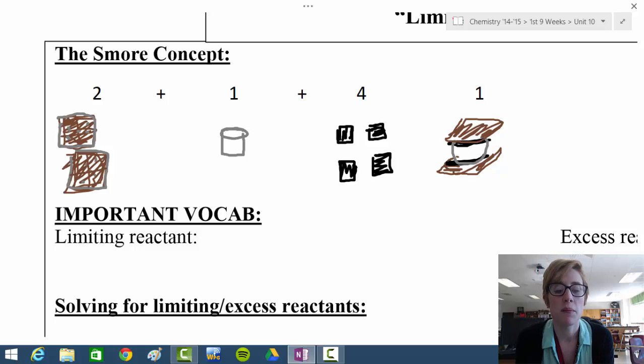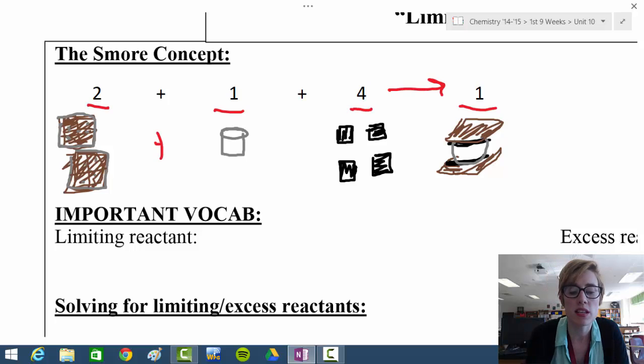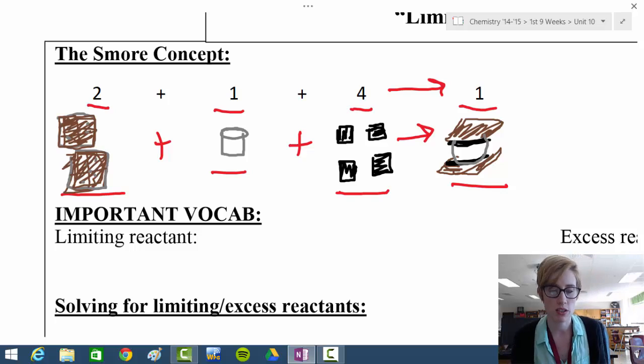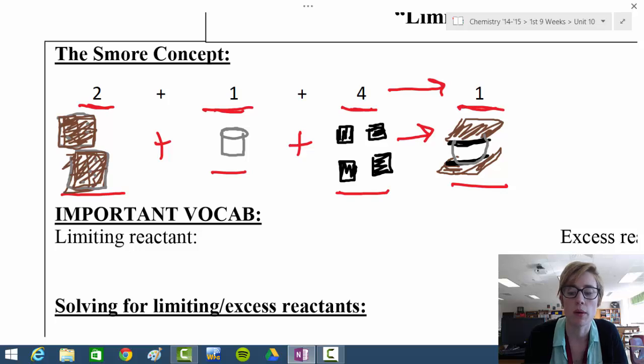So, for example, ideally, when I make a s'more, I have 2 pieces of graham cracker. And by the way, that horrible drawing that you see, that brown square, that is a graham cracker. Ideally, I have 1 marshmallow and then 4 pieces of chocolate, and then I can make 1 s'more, right? So this is an example of a reaction. I have 2 reactants here, 1 reactant, and then 4 reactants to form 1 product. So in an ideal world, we have 2 moles of crackers, 1 mole of marshmallows, 4 moles of chocolate to make 1 mole of s'mores.